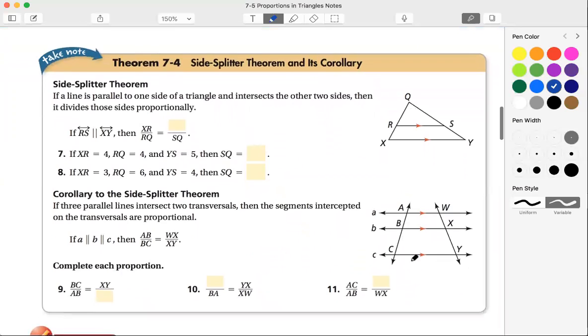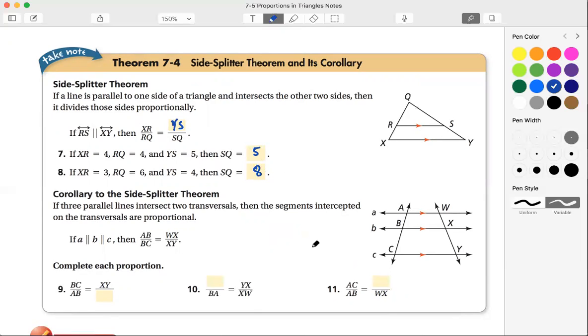All right, the side-splitter theorem and its corollary. The side-splitter theorem states, if a line is parallel to one side of a triangle and intersects the other two sides, then it divides those sides proportionally. So if I know RS is parallel to XY, then I know XR over RQ equals YS over SQ. So if XR equals 4, RQ equals 4, and YS equals 5, then SQ must also equal 5. And conversely, if XR equals 3, RQ equals 6, and YS equals 4, then SQ must equal 8.